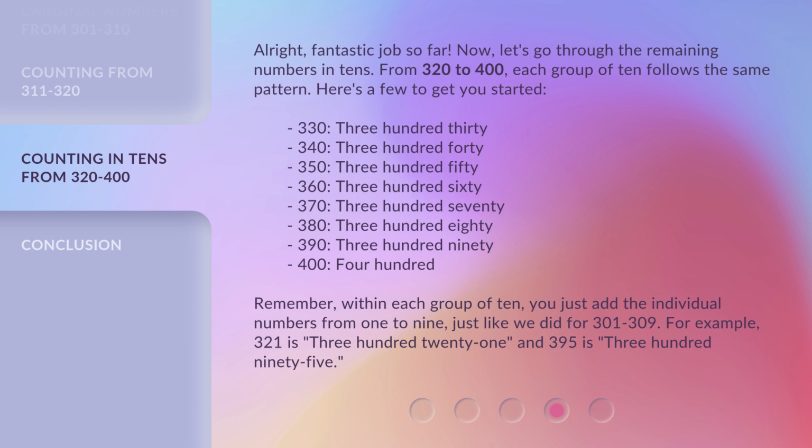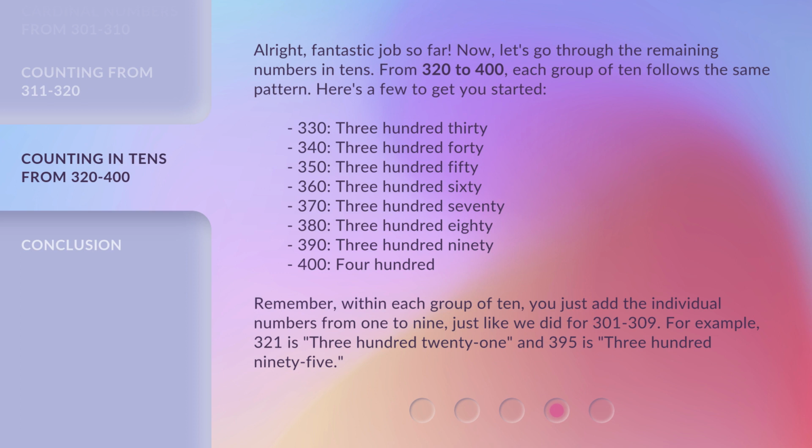340, 350, 360, 370, 380, 390, 400. Remember, within each group of 10, you just add the individual numbers from 1 to 9, just like we did for 301 to 309.